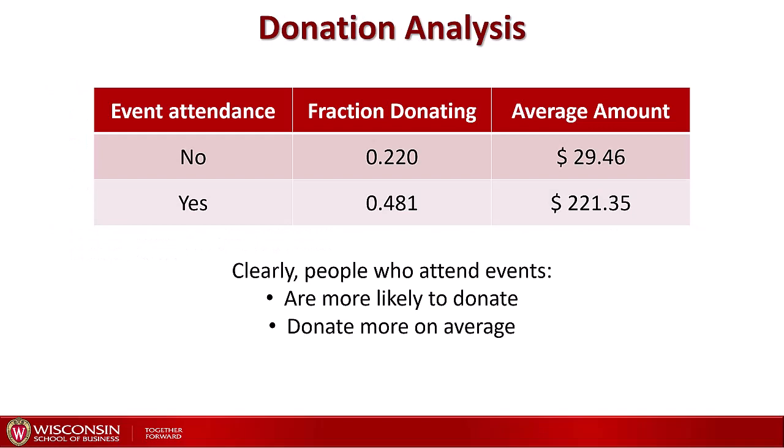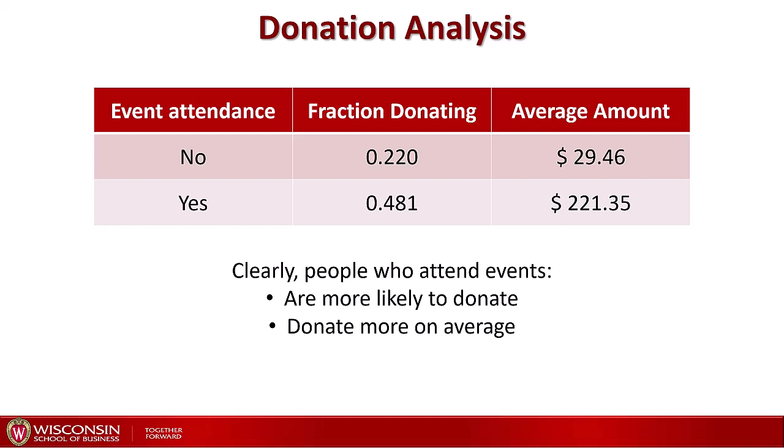Here are some statistics that could be useful. We are looking at the group of alumni who attended events and another group of alumni who didn't attend events. In the group who didn't attend events, at the top, we had 22% of the people donating, and the average amount was $29.46. In the group who attended events, we had nearly half of the people donating, 48.1%, and the average amount was $221 and a few cents.